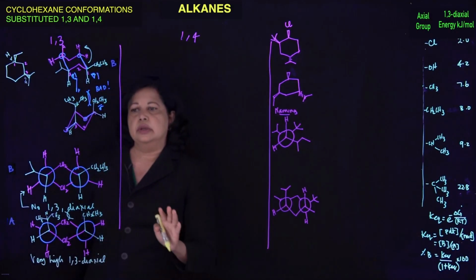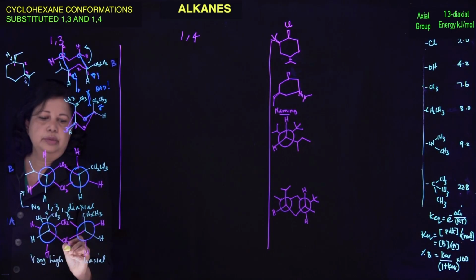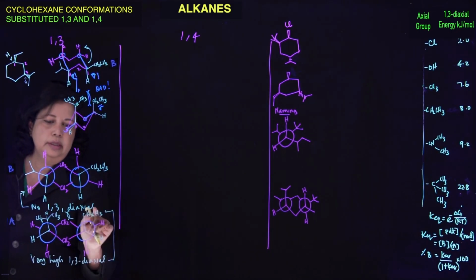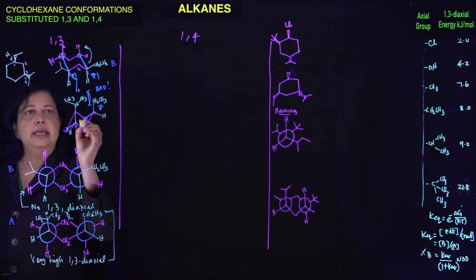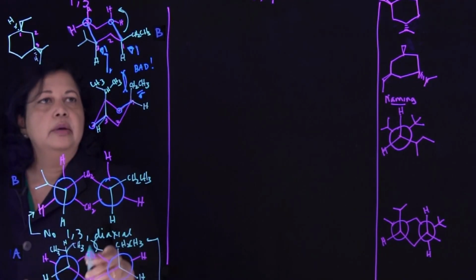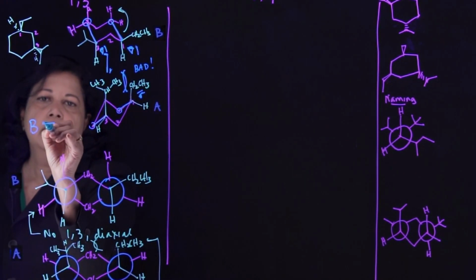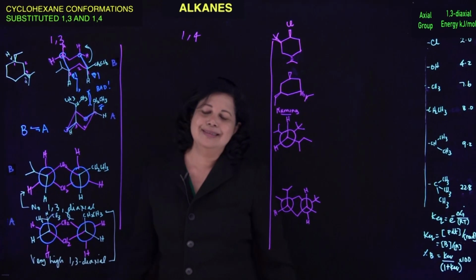Therefore, it's going to quickly rush back here. So this is going to be very high 1,3 diaxial between these two groups. So between A and B, B is going to be the one that would be the favored molecule, or the favored conformer. It's the same molecule, different conformers.